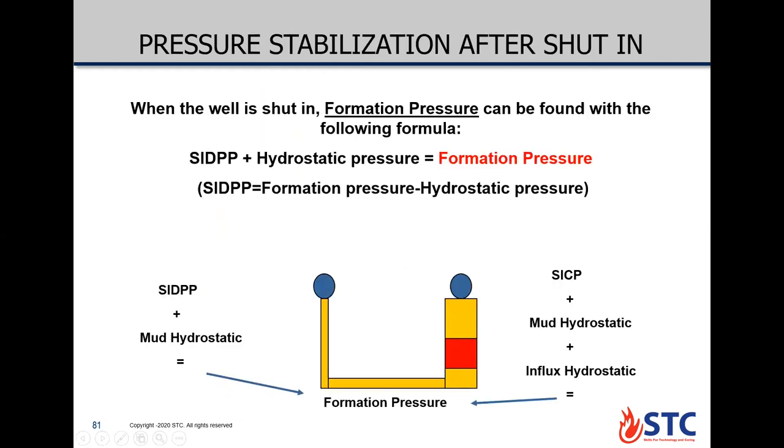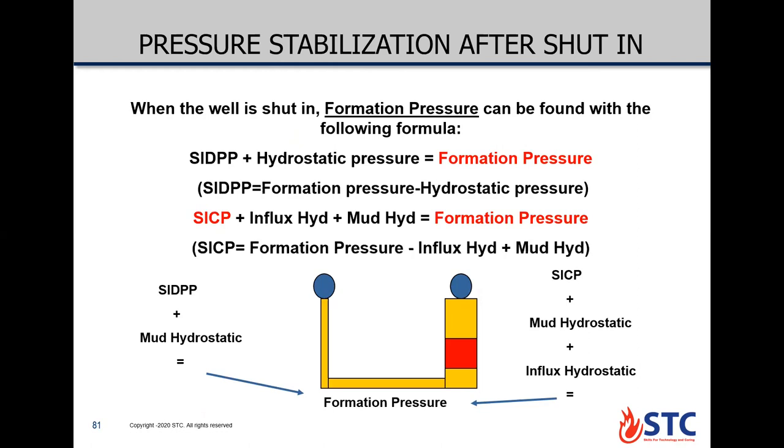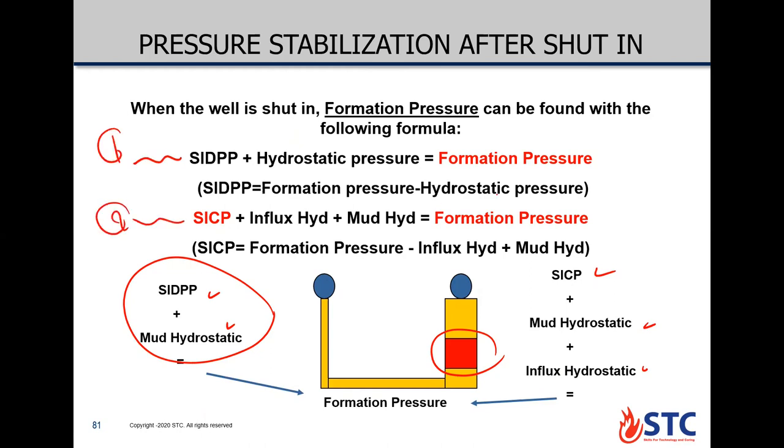Okay, so look at this slide. If we have shut in the well, from the drill pipe side we have shut in drill pipe pressure and the mud hydrostatic is known. And from the casing side, we have shut in casing pressure, mud hydrostatic, and influx hydrostatic. So look at these two equations, equation number one and equation number two. Formation pressure here is equal to hydrostatic pressure plus shut in drill pipe pressure, but here formation pressure equals hydrostatic of mud plus hydrostatic of influx plus shut in casing pressure.